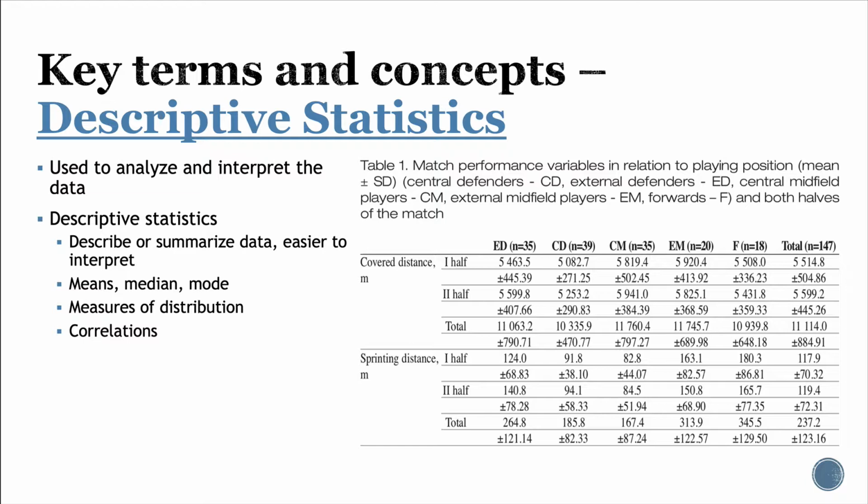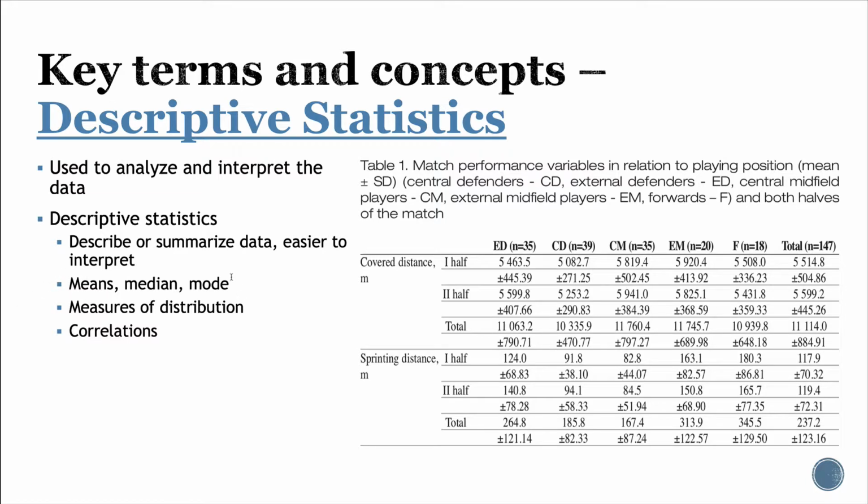So descriptive statistics often are used to report a group of subjects, maybe their age, their height, their weight, and so on. And they allow us to get a better understanding of, hey, how tall are these people on average? What do they weigh? How many males are in the group? How many females are in the group? Those types of things.